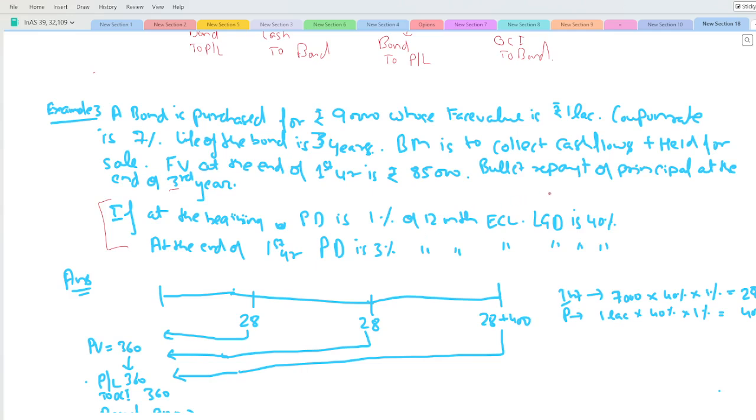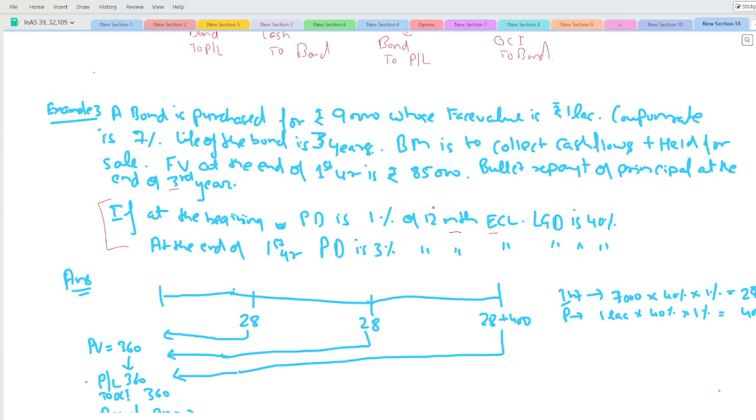Okay. And this loss allowance is coming for the financial asset, not for the financial liability. Even if you are measuring at fair value, this FVOCI, you also need to have the loss allowance on that. I will tell you why, so then you will appreciate it.